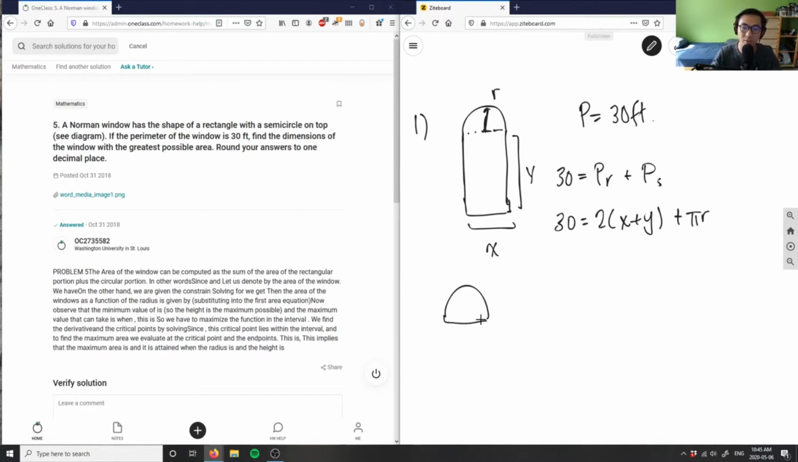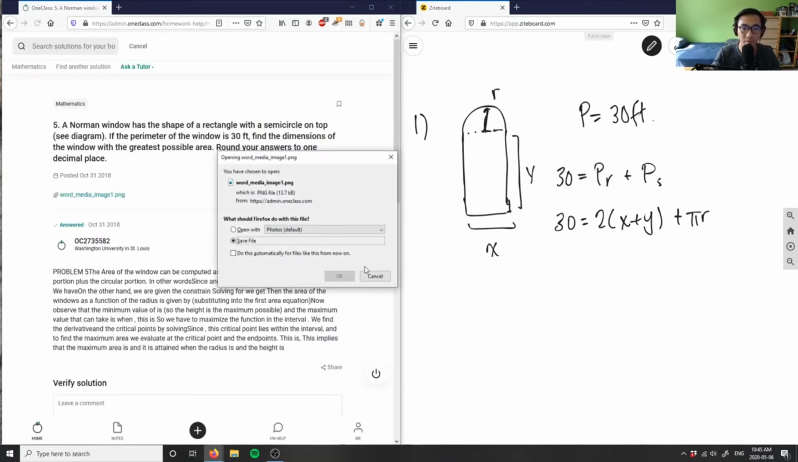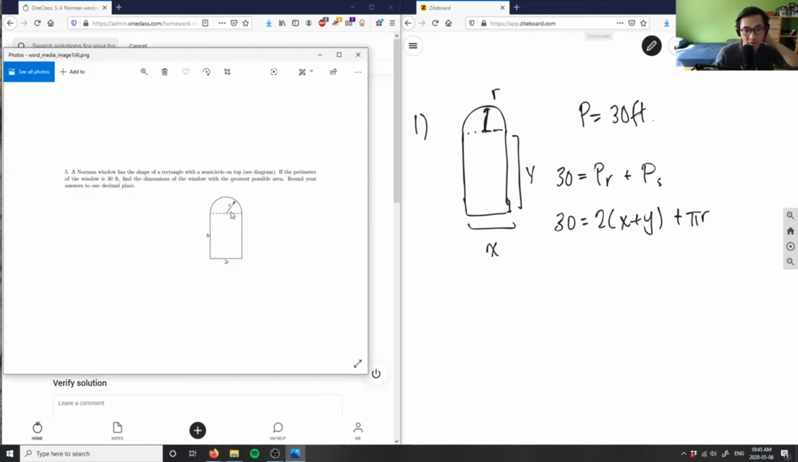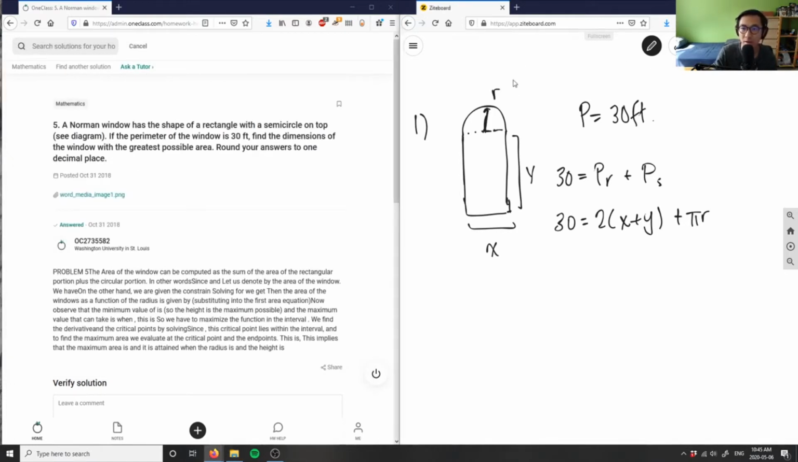This might be better illustrated if I download this image here. Just give me a second. I can download this image for you. And you can see that this R here is, again, half of 2R. I used X here, but R is half this value. This radius is half the length of this side here. So I can change this R into half of X. This is simply half of X.